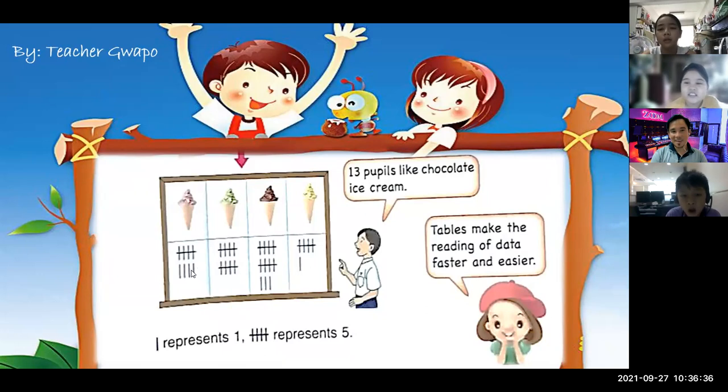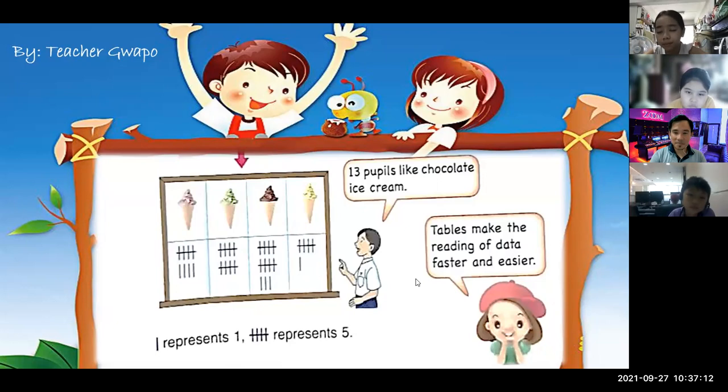1, 2, 3, 4, 5, 6, 7, 8, 9, 10. Is it 10? No, only 9. 9 students or pupils like strawberry. How about green tea ice cream? 1, 2, 3, 4, 5, 6, 7, 8, 9, 10. Green tea ice cream, 10. How about chocolate ice cream? So here, 5, 5, and 3, that is 13. How about mango ice cream? 5 plus 1 is 6.